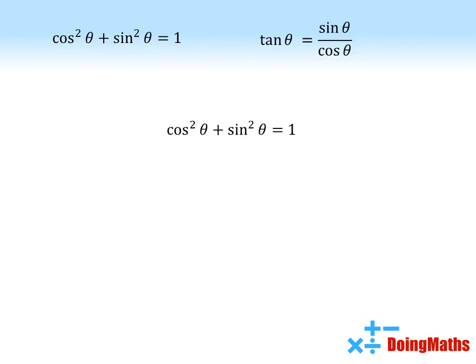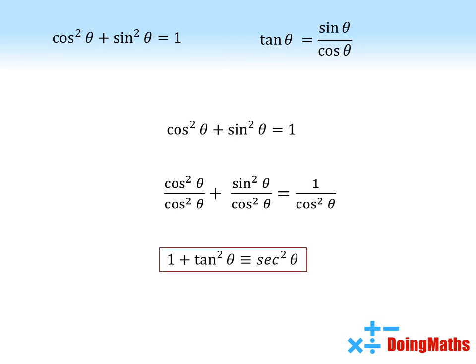Now we can quite quickly change our cos squared theta plus sine squared theta equals 1 identity into the others that we need. If we divide our whole equation through by cos squared theta, we can see that we've got cos squared over cos squared, which is 1, sine squared over cos squared, which we can see from our tan equation is equal to tan squared, and we'll have 1 over cos squared, which is equal to sec squared. And there we've got our third identity.